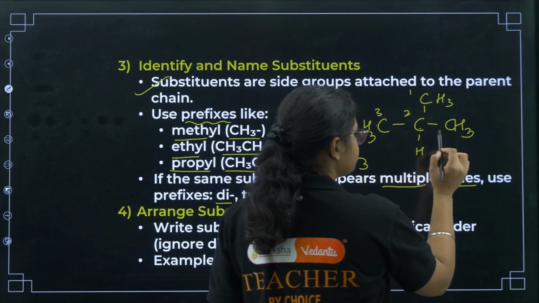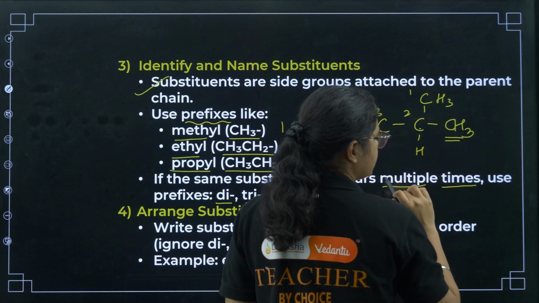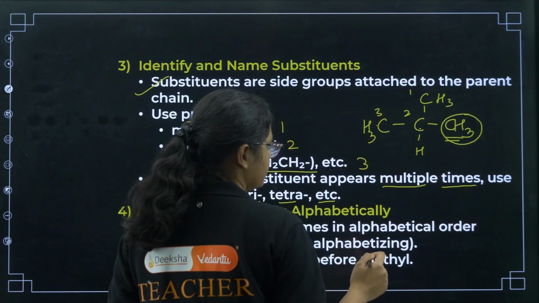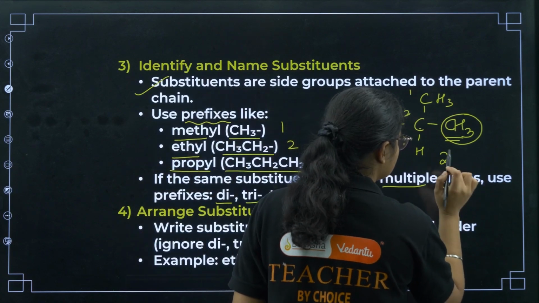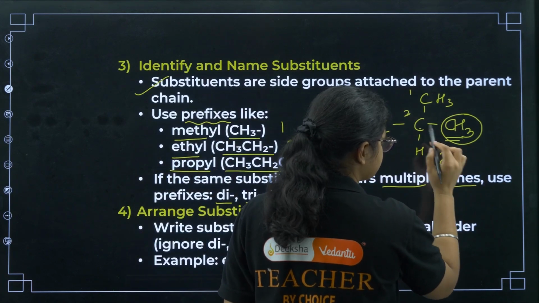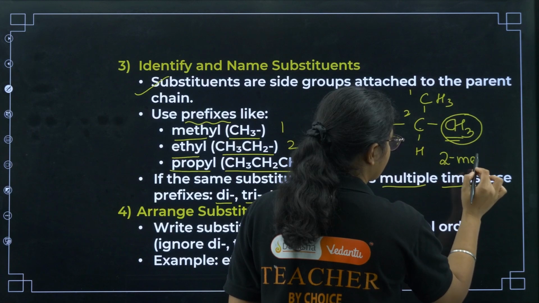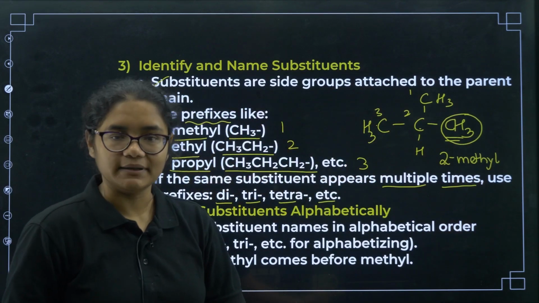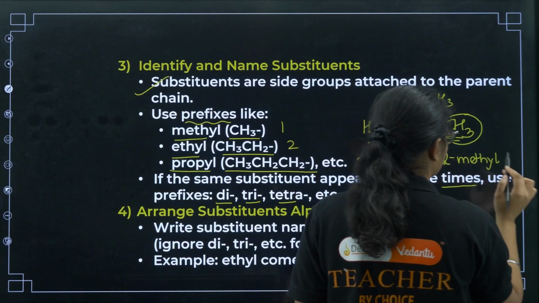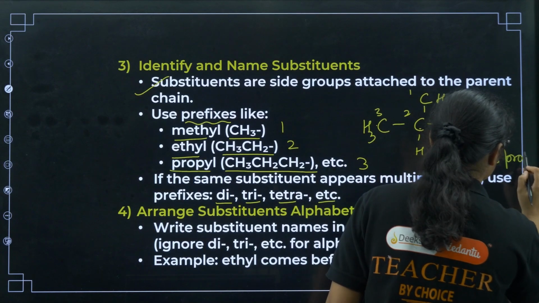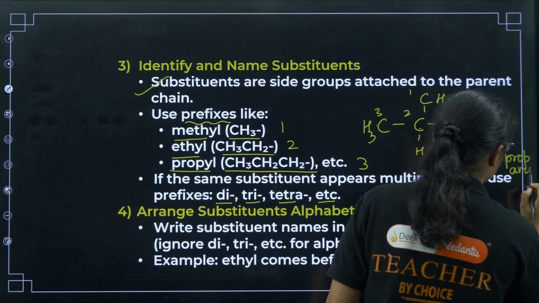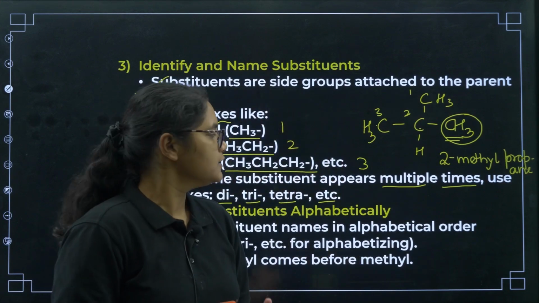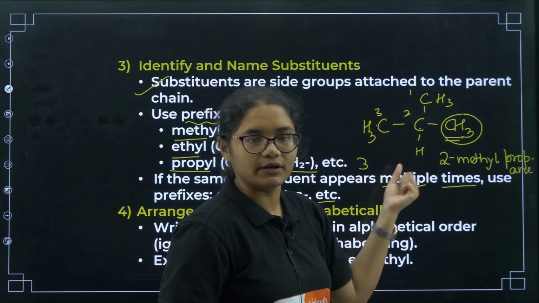So now the substituent is present on which carbon? Second carbon, right? And what is this substituent? It has one carbon, and the name of the substituent is methyl group. So I can write 2. 2 represents that the substituent is present on the second carbon: methyl. 2 methyl. Then we have propane. 2 methyl propane. Clear? So this is how you can name this particular compound.